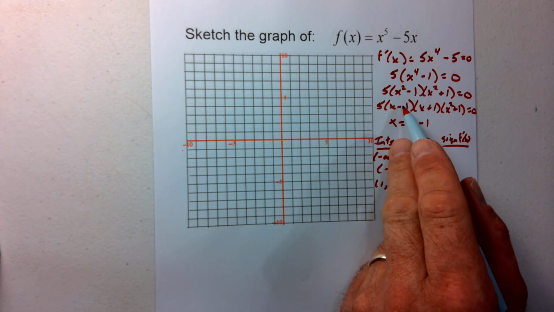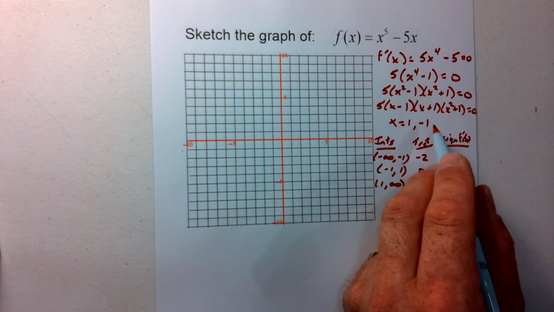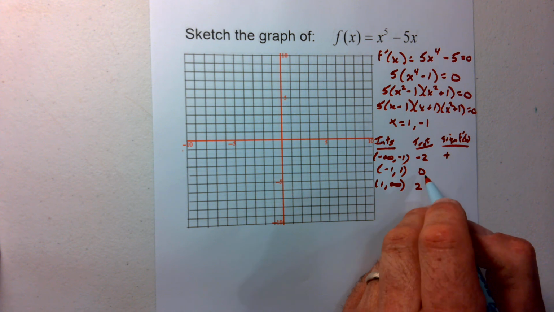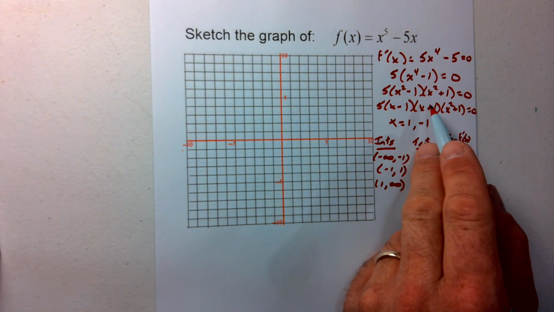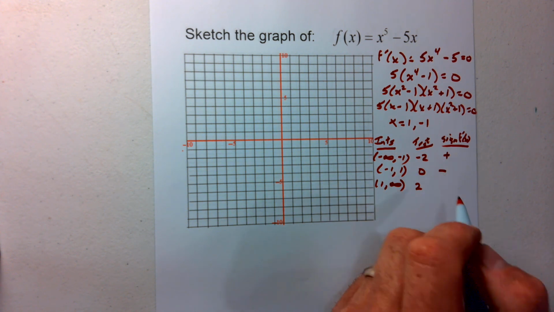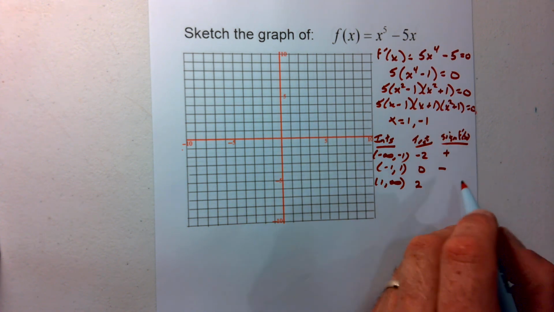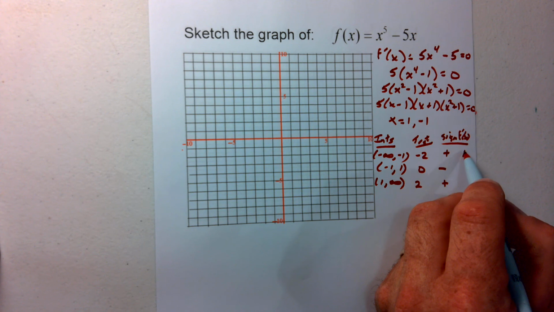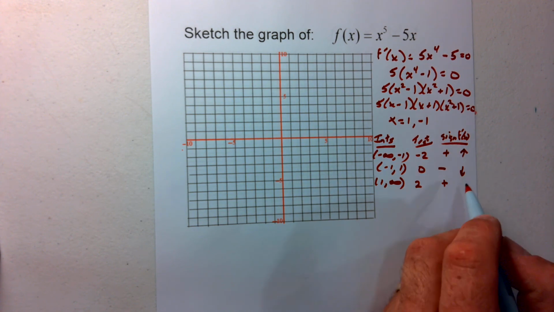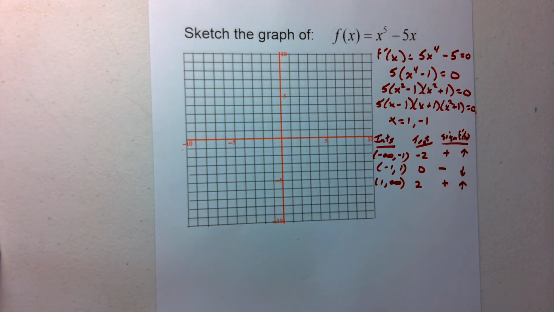If I plug in negative 2, I get a negative, and I get a negative. A negative times a negative gives me a positive. If I plug in 0, I get a negative and a positive. Negative times a positive gives me a negative. If I plug in 2, I get a positive times a positive, or a positive. So I'm increasing, decreasing, and then increasing.